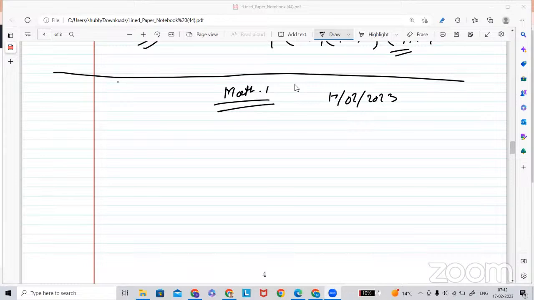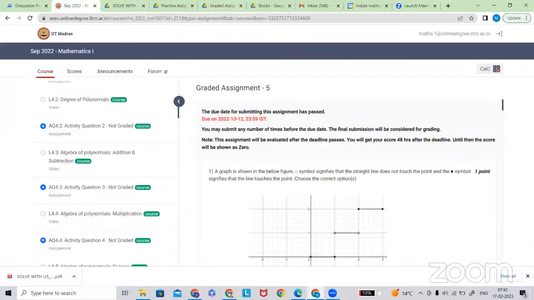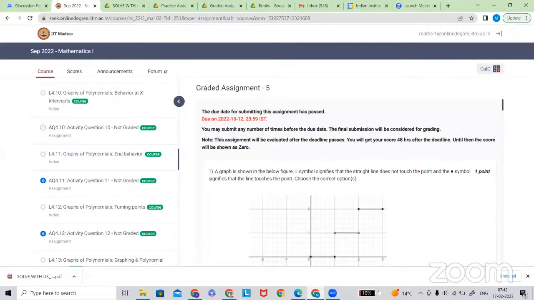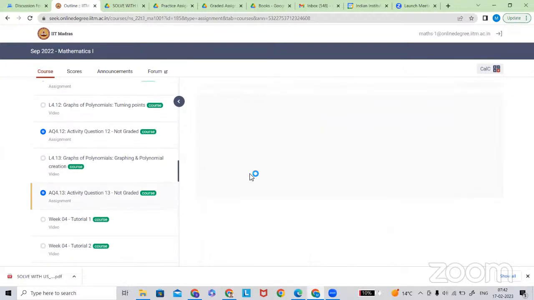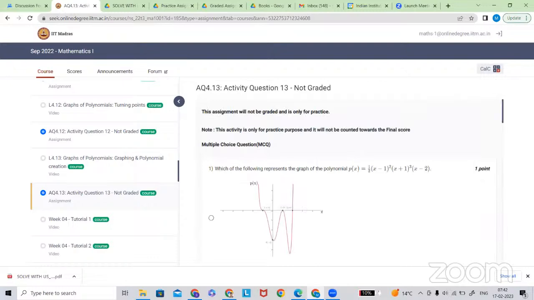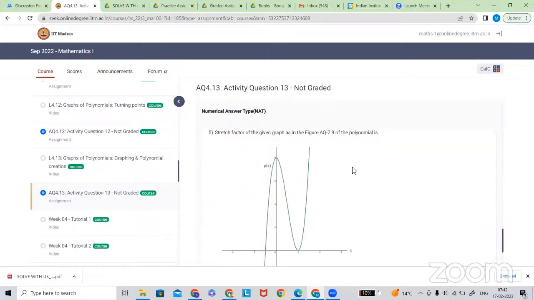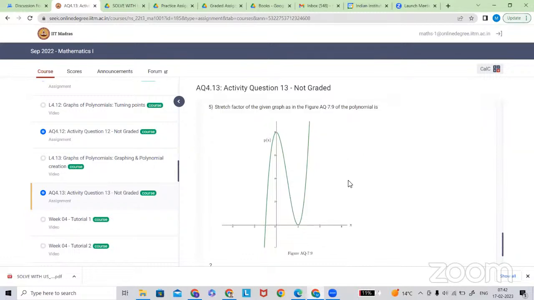Good morning, Abhishek. Sir, my doubt is in activity 4.13, question number 5. Stretch factor of a given graph is... Yes, sir, here. I am unable to understand what is stretch factor here.